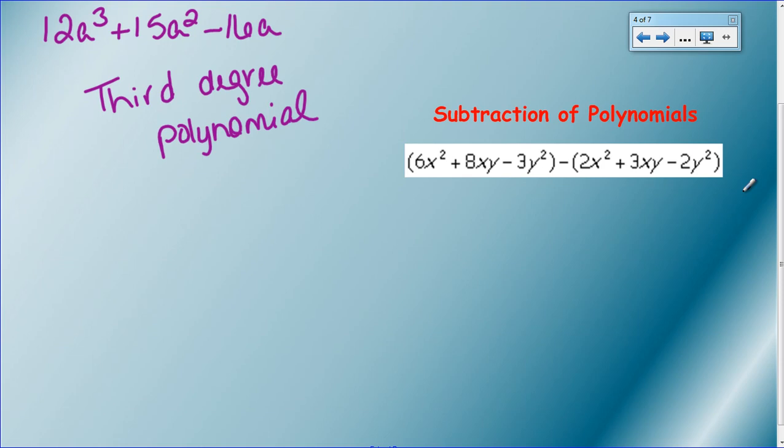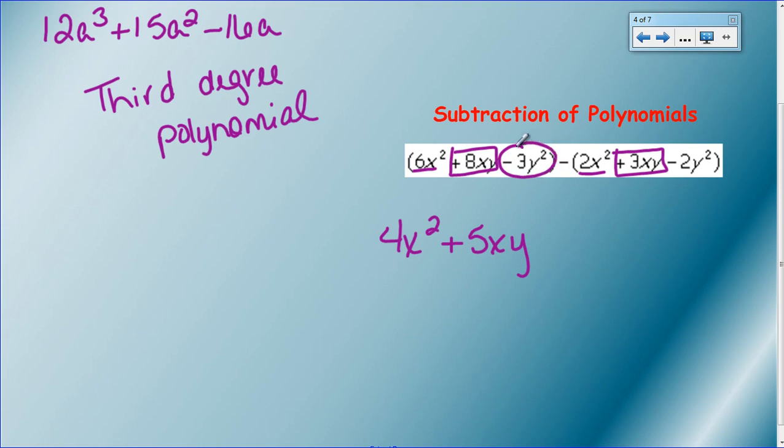I'm just going to look and find my like terms, and then I'm going to remember there's a minus sign in the middle. So I have 6x squared and 2x squared, and there's a minus sign in the middle. So 6 minus 2 becomes 4x squared. Then I have 8xy minus 3xy. When I do 8 minus 3, that gives me 5xy.